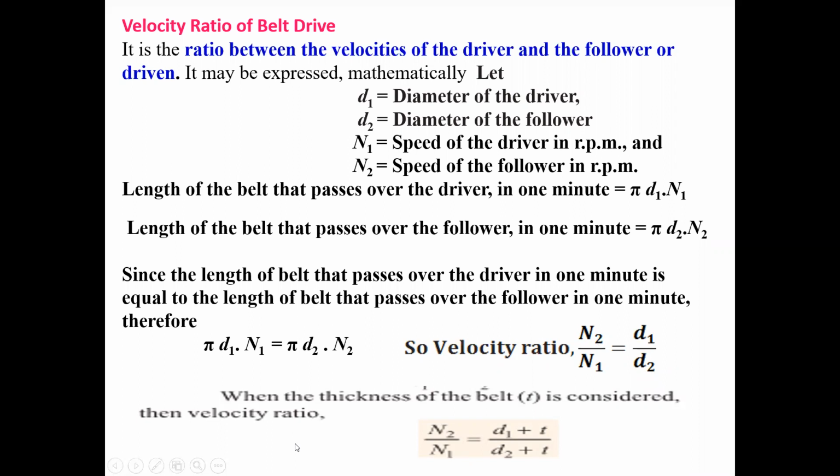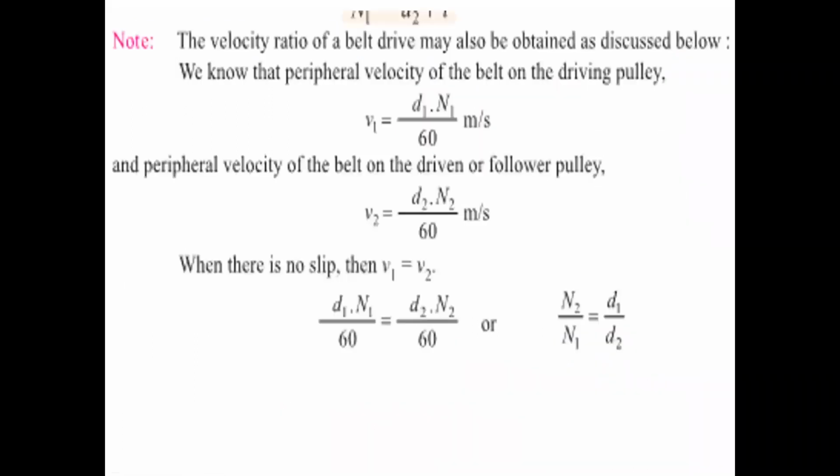Sometimes we may also consider the thickness of the belt. Then the velocity ratio will change, a small amendment. So n2 by n1 equals d1 plus t by d2 plus t. That is our velocity ratio of the belt drives.